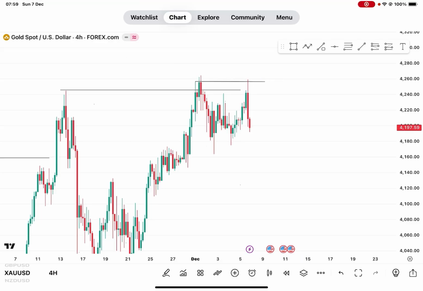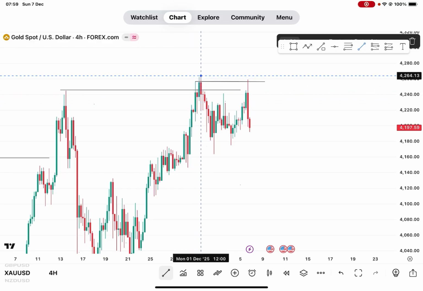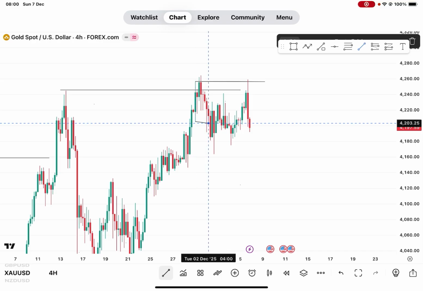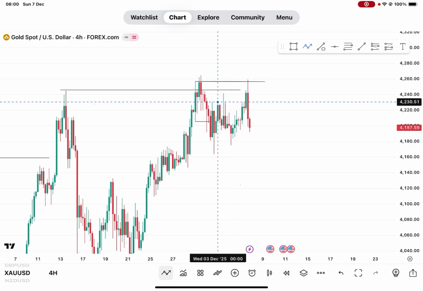Immediately it wicked above at this zone, then rejected, and the market structure shifted back to the downside. You can see a market structure shift right here. Immediately it wicked above, and then gold did the retracement again and pushed below again. Eventually gold failed to break below, and then it did the market structure shift to the upside.